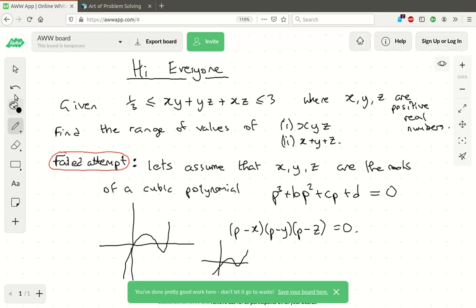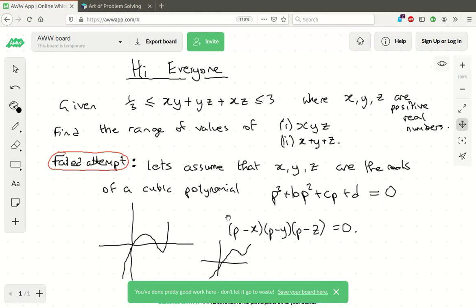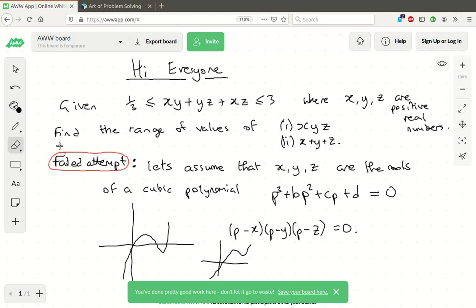Oh, sorry, I didn't mean to do that. Like that, yeah? And that would only have one real root, so I want to avoid that situation. So how can I do that? Well, firstly, let me just write out what my thinking has been so far.